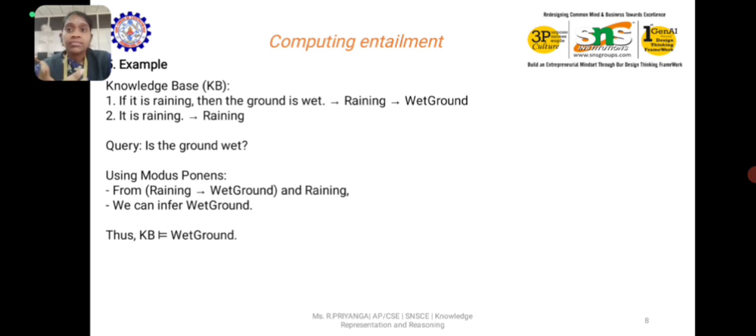We ask by using modus ponens. Step 1: from the rule raining implies wet ground and the fact raining, we can apply modus ponens. If A implies B and A is true, then B must also be true. Conclusion: from the facts in the knowledge base, we can infer wet ground, that is, the ground is wet. This shows the knowledge base entails the ground is wet.